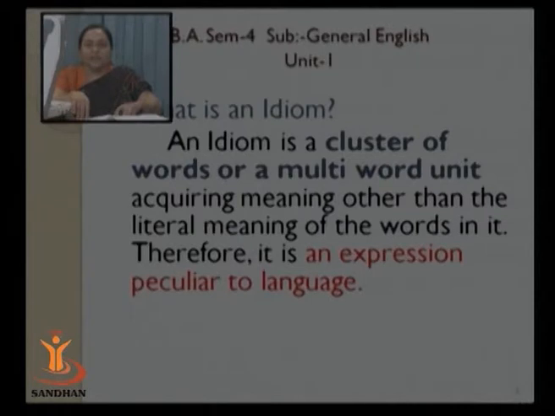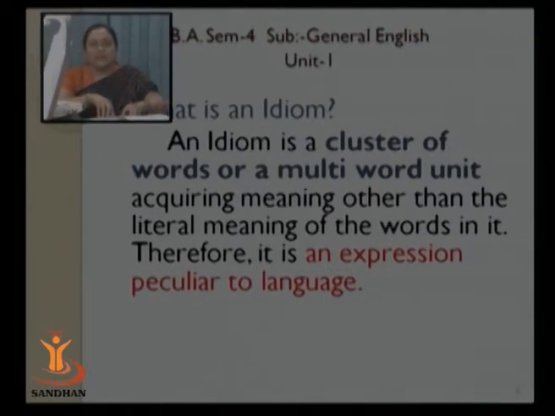Cluster, we understand: a group of words. Suppose I have the words silver, spoon, mouth. If I join them together, with a silver spoon in the mouth, it becomes a cluster of words, and as the definition says, it gets a meaning different from the literal meanings of these three words, and we produce an idiom. For example, if I want to talk about a rich person, I would say he was born with a silver spoon in his mouth. That means the person was born rich. By birth, he is rich.